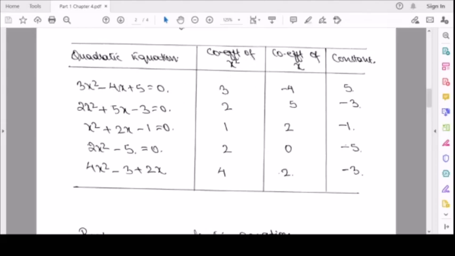You have to look for the sign also, because in the standard form all are with plus, and if any of the terms is with minus, then that coefficient will be with a minus sign. Coefficient of x here is minus 4 and constant is 5. The next example, 2x square plus 5x minus 3 is 0. What is the coefficient of x square? It is 2. Coefficient of x is 5 and constant is minus 3.